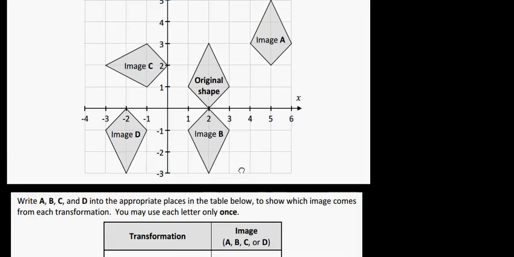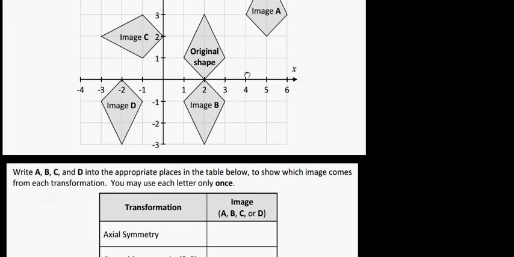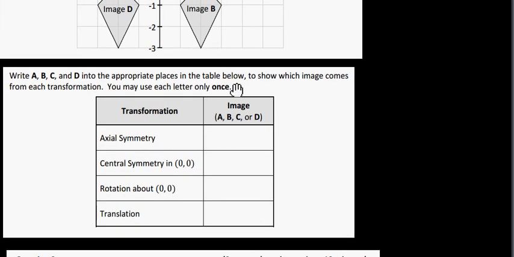Okay, so let's have a look at the original shape here. We'll do it in order anyway. We'll go to A first of all. Well, that's just simply a translation. We're just taking the original shape and moving it directly up here. So all the sides are parallel. We're not rotating it or flipping it around or anything like that. We're just simply moving it straight up here. So A is just a translation. So A will go in here.